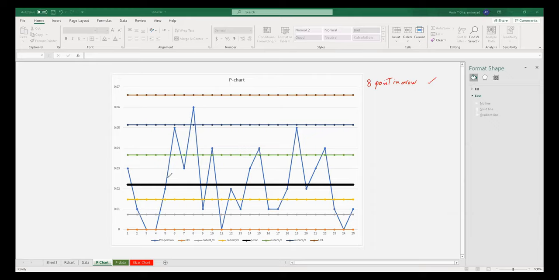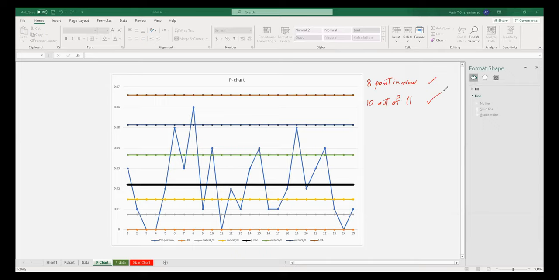What is the second rule? It's 10 out of 11 consecutive points above or below the center line. 10 out of 11. No, that is fine. It is not violated. Next rule, please.